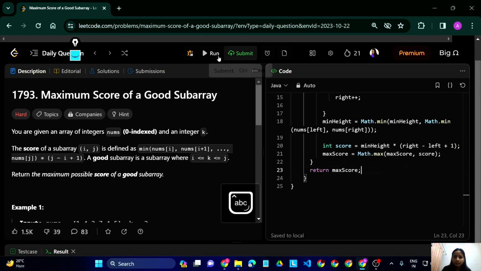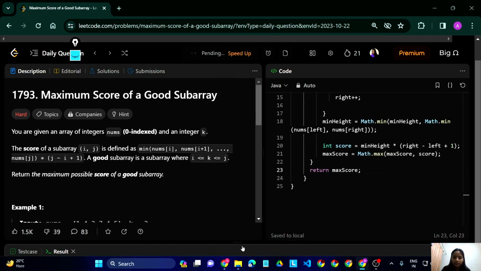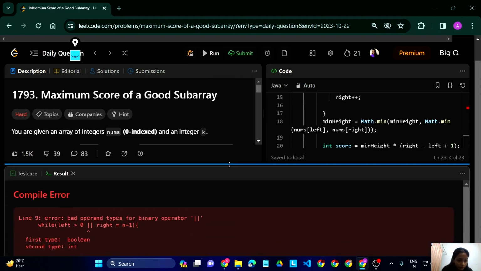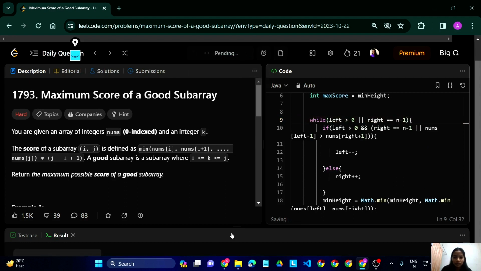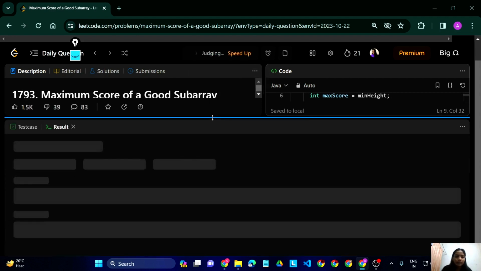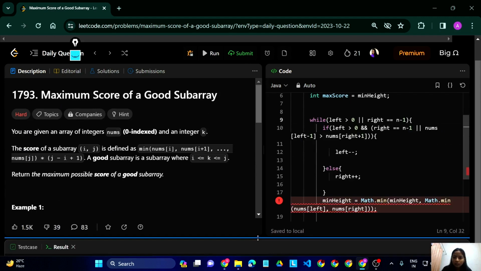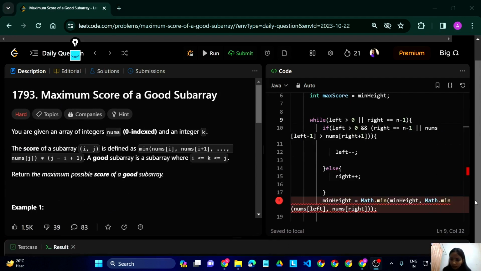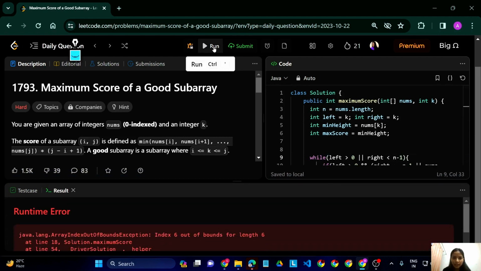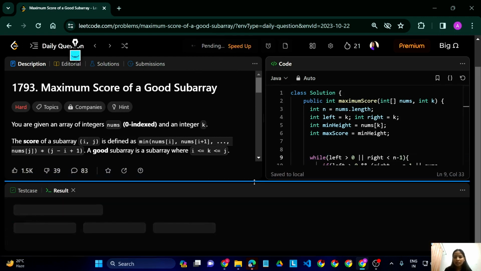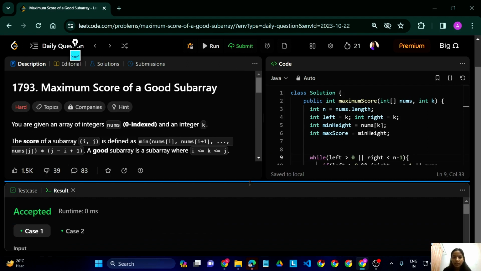So let's run the code. Okay, the mistake is here in the while loop: the right pointer should be less than the length. It should not be at the last index. Okay, so the code is accepted. Let's submit it.